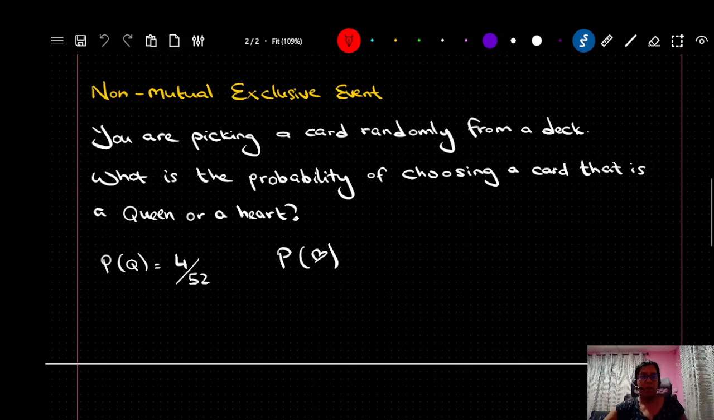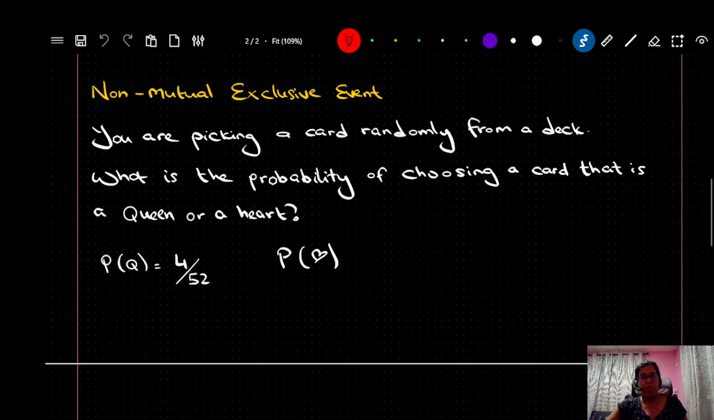So we're continuing about the addition rule, and here we are seeing the example of the non-mutually exclusive event. Remember the example we talked about is when multiple events can occur at the same time. So what is the probability of having a queen and also a heart at the same time? So here is the example that we are seeing. It's still from the deck of cards.